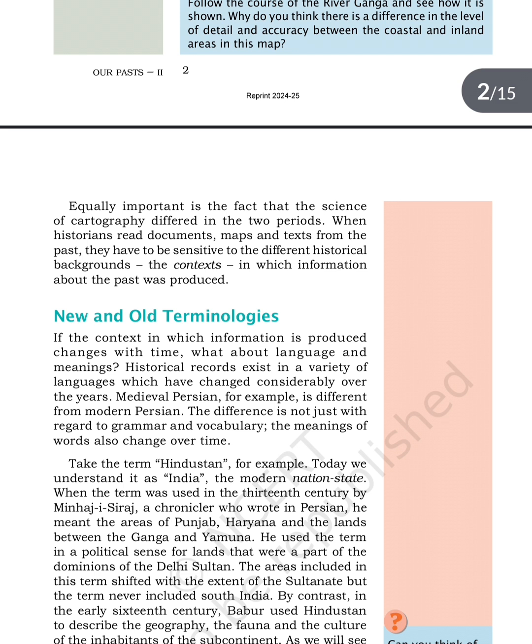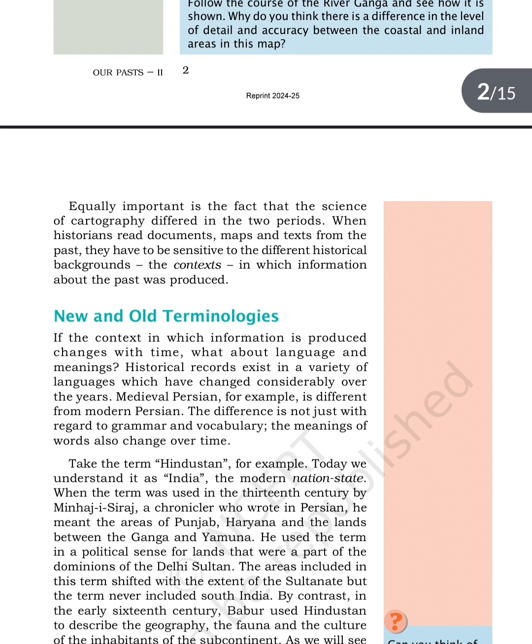When the term was used in the 13th century by Minhaj-i-Siraj, a chronicler who wrote in Persian, he meant the areas of Punjab, Haryana, and the lands between the Ganga and Yamuna. He used the term in a political sense for lands that were a part of the dominions of the Delhi Sultan. The areas included in this term shifted with the extent of the Sultanate, but the term never included South India.